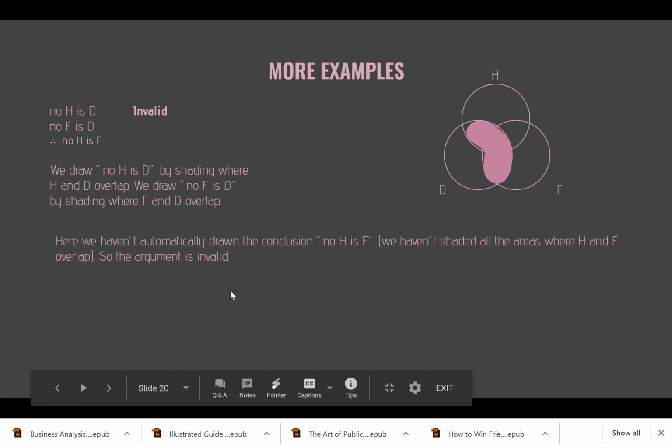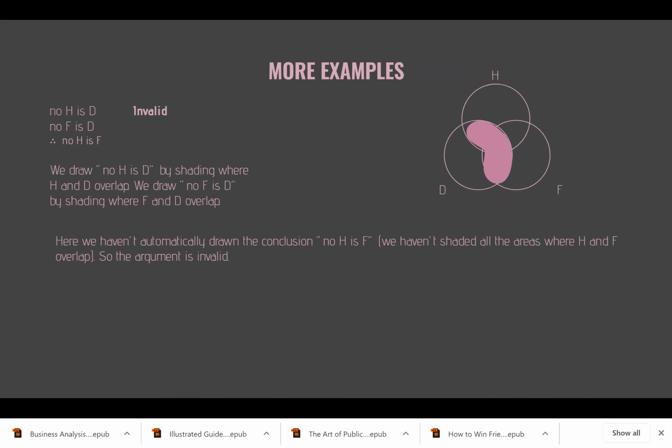Here's another example. No H is D, no F is D, therefore no H is F. This one is invalid. We draw no H is D by shading where H and D overlap. We draw no F is D by shading where F and D overlap. Here we haven't automatically drawn the conclusion no H is F, meaning we haven't shaded all the areas where H and F overlap. So the argument is invalid.